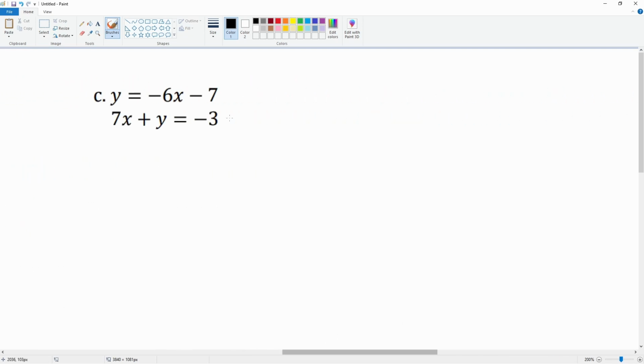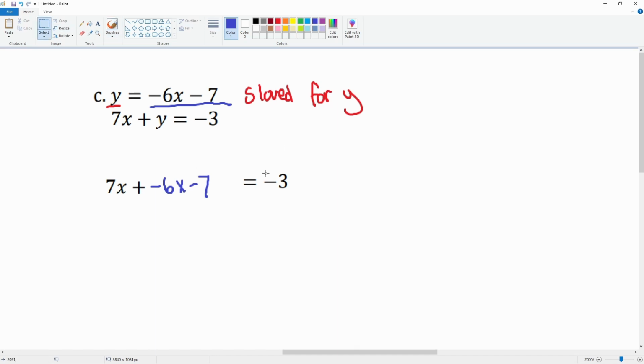And let's look at C. Notice y is solved for. So I'm going to grab one of my equations, the one that's not solved for. I'm going to erase the y, and I have to plug it in. I have to plug in that negative 6x minus 7, but I need a little bit more room, so I'm going to move this. All right, negative 6x minus 7. Okay, that's what the y spot was.